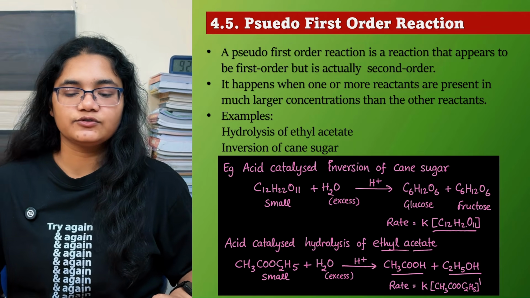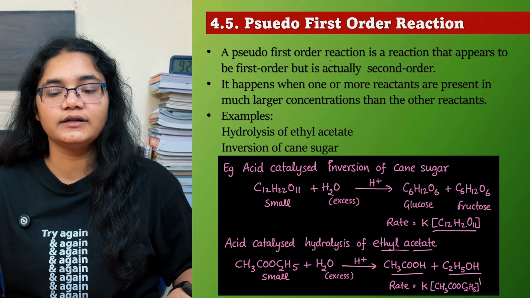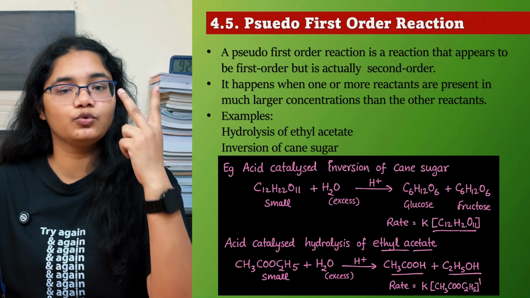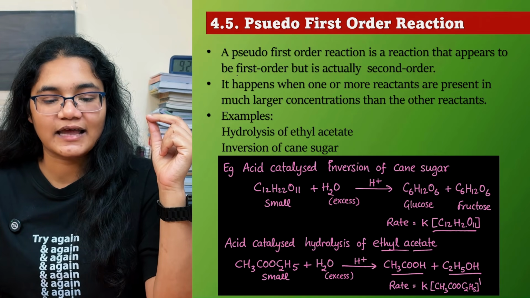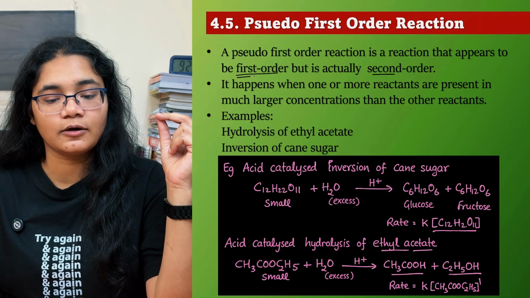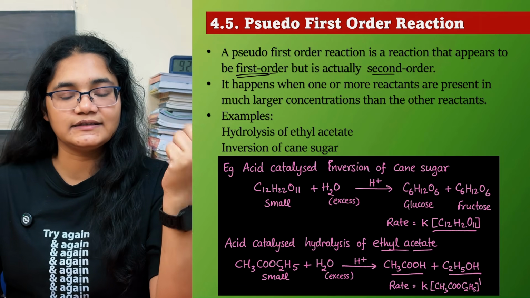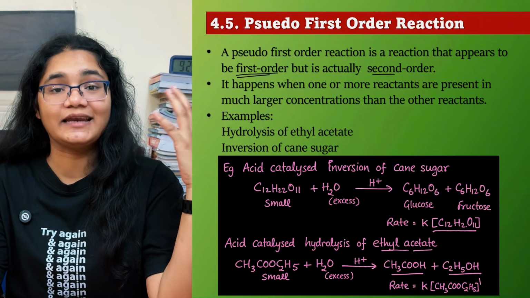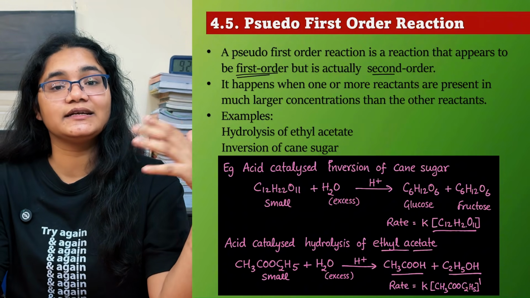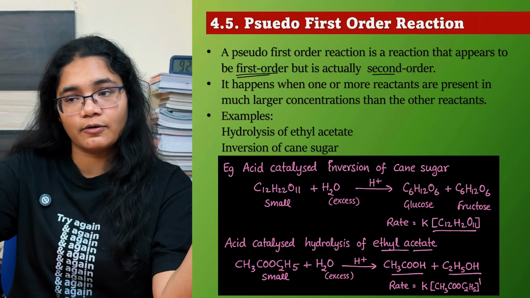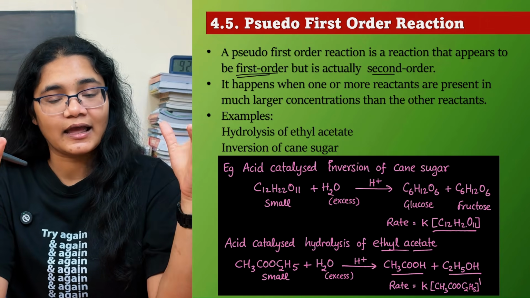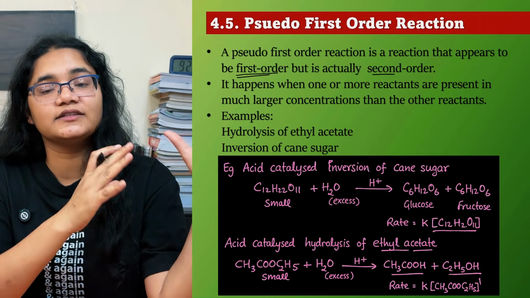Okay, next, what is a pseudo first order reaction? This is important. A pseudo first order reaction will have two reactants. It is actually a second order reaction, but it appears to be first order. What is the reason behind it? One of the reactants is present in excess. When one of the reactants is present in excess, if you remove some of it, or add some of that reactant, it does not really change the rate of the reaction.